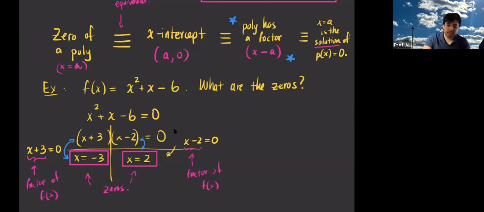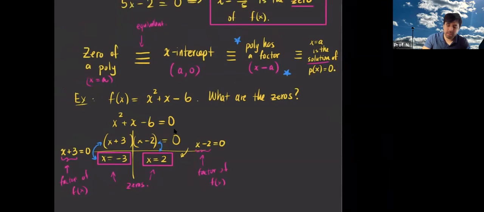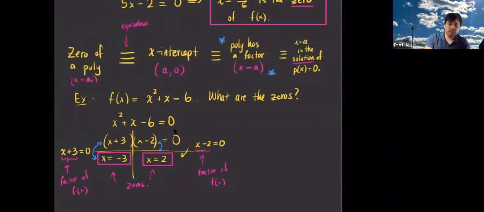So that's one thing about mathematics in general, this idea of equivalence. If you have one interpretation, you actually have all of these at the same time. So that's very important, guys. If you know the zeros, what do you know? You know the x-intercept. What do you know? You know that it has the factor and that it's a solution all at once. So this is important to highlight here.